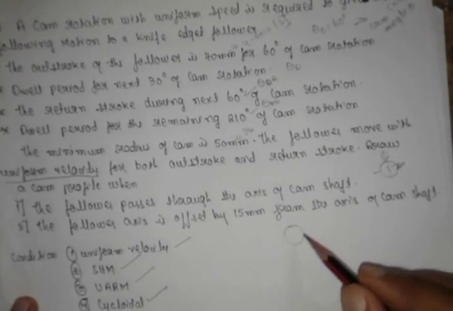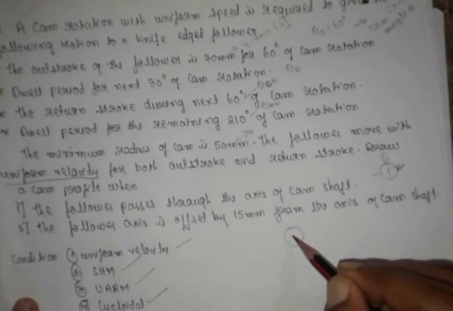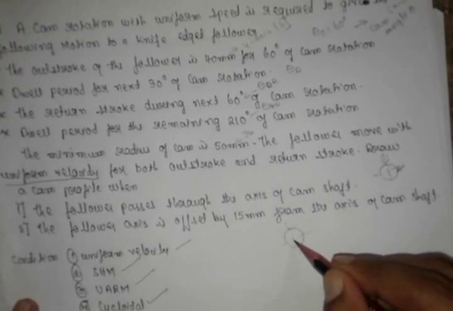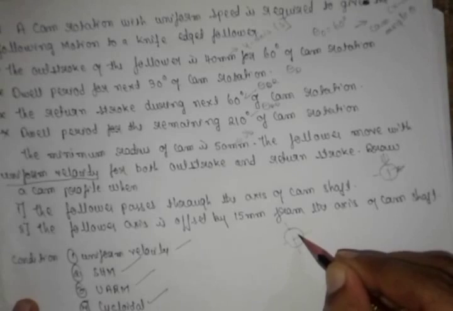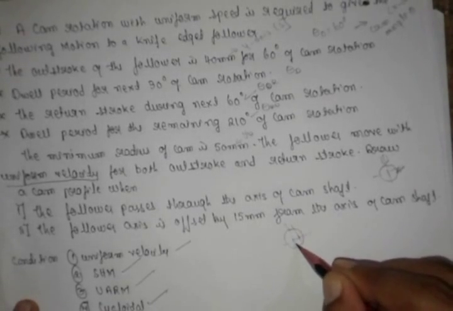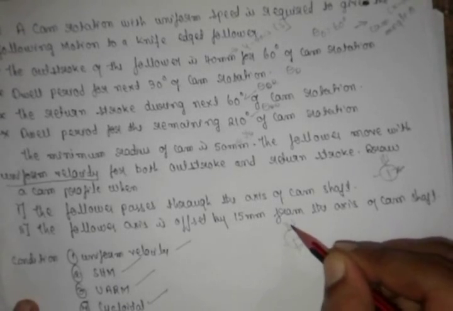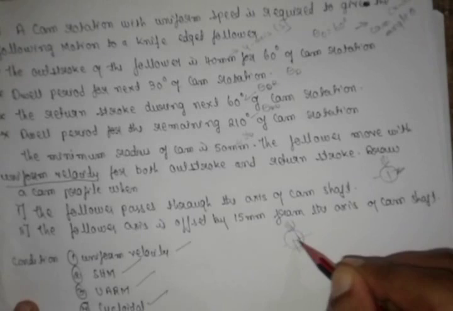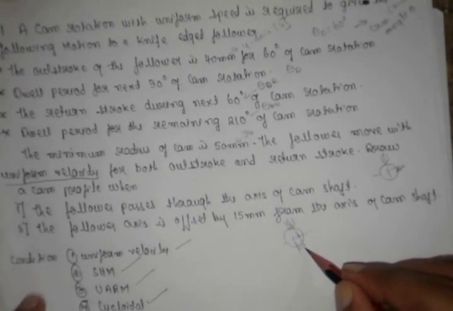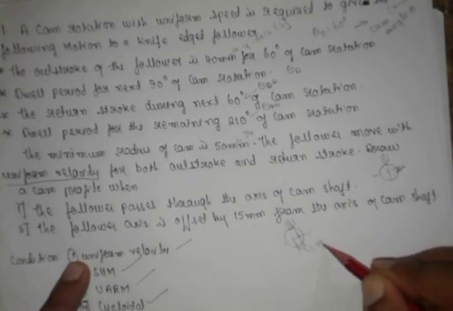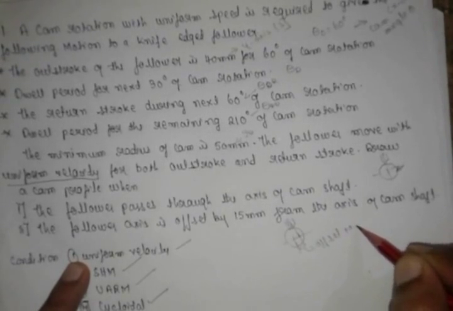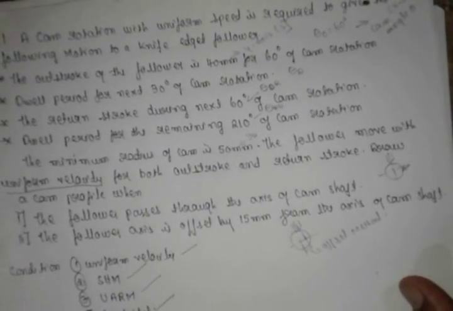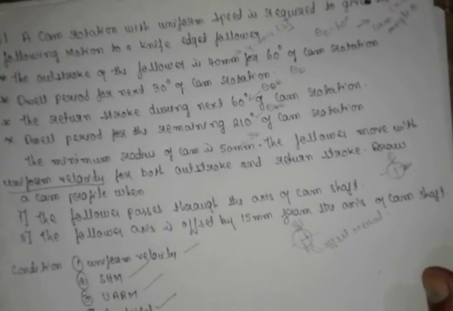And the second condition is the follower axis. This is the base circle, and the follower axis is 15 mm from this origin. Here the axis is about 15 mm from the axis of the camshaft. This condition we call the offset method. Now, based upon this data, we first do the displacement curve, then we will go for the cam profile.